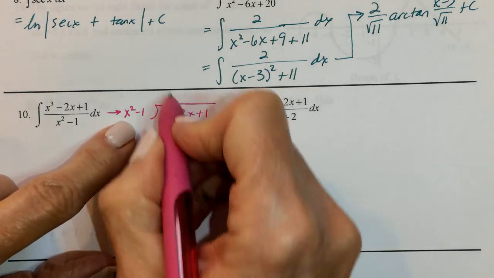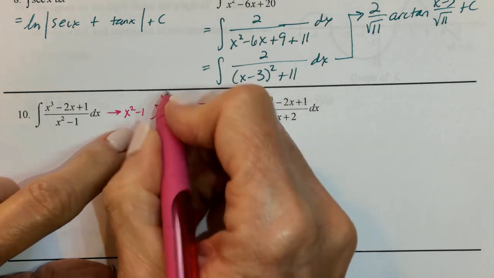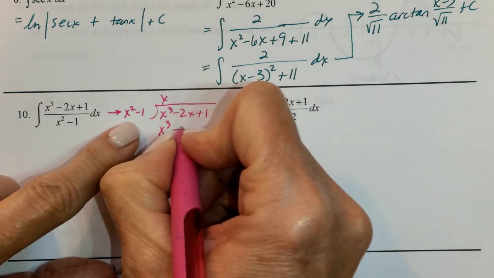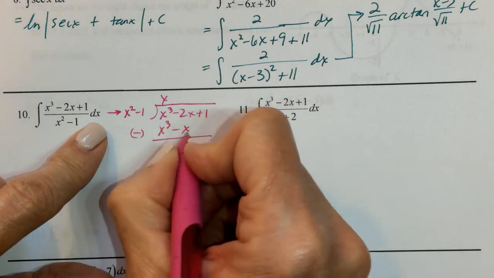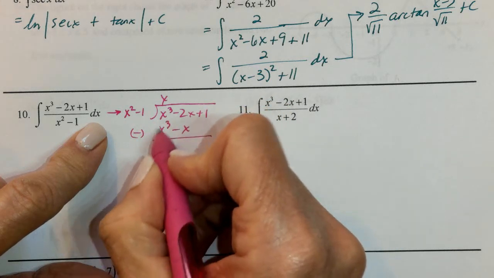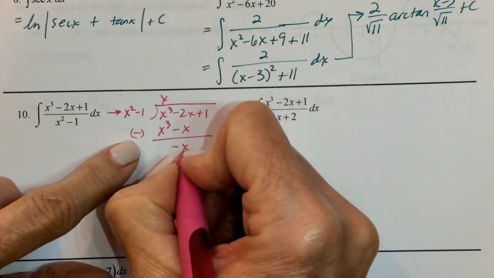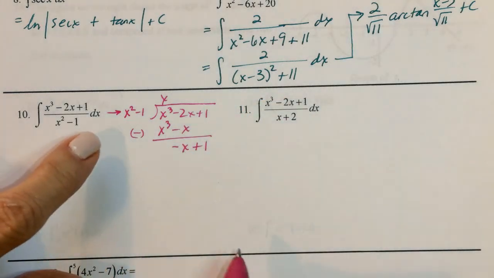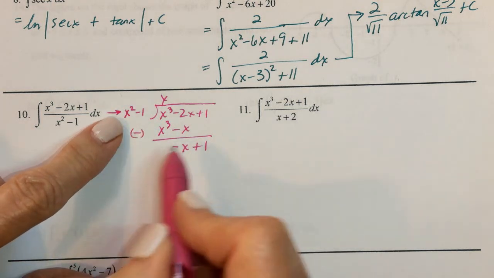So x squared times x is x cubed. Now I'm multiplying x times x squared minus 1, so that'll be x cubed minus x. I subtract this minus this. So the x cubes are gone. Negative 2x minus a negative x will be a negative x plus 1. My degree is now less than this x squared, so I'm done dividing.